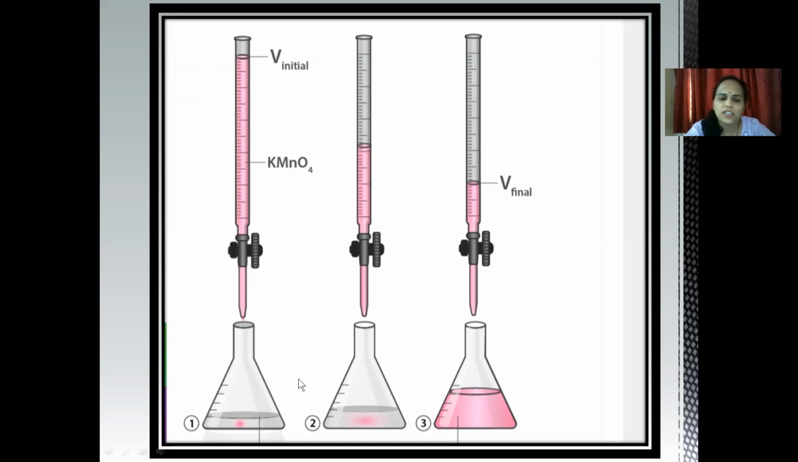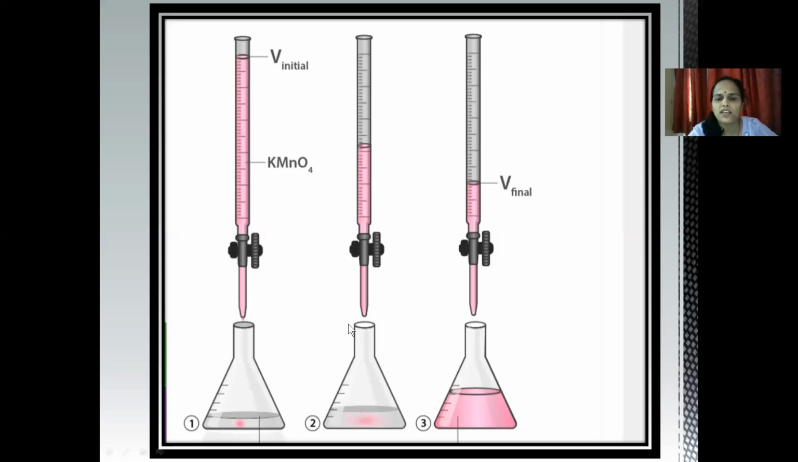How will you know that it is 50 to 60 degrees Celsius hot? You will put your palm underneath the conical flask and you will check whether your palm is able to resist that heat or not. So you will heat to that temperature, and in the hot condition only you will start with the titration.